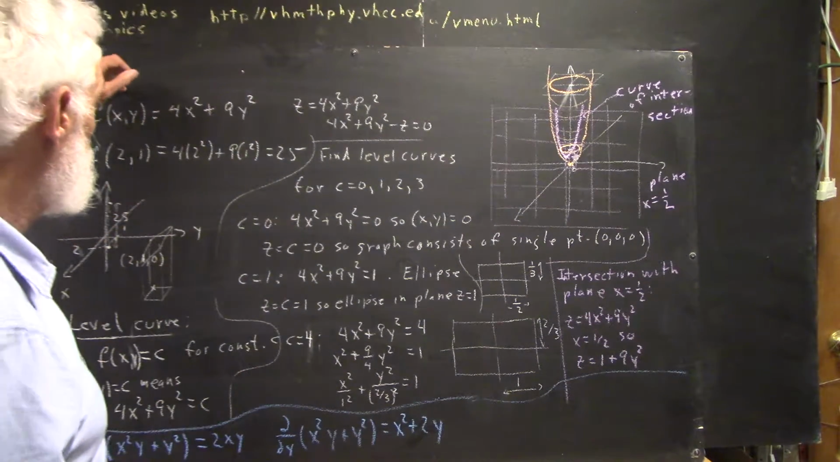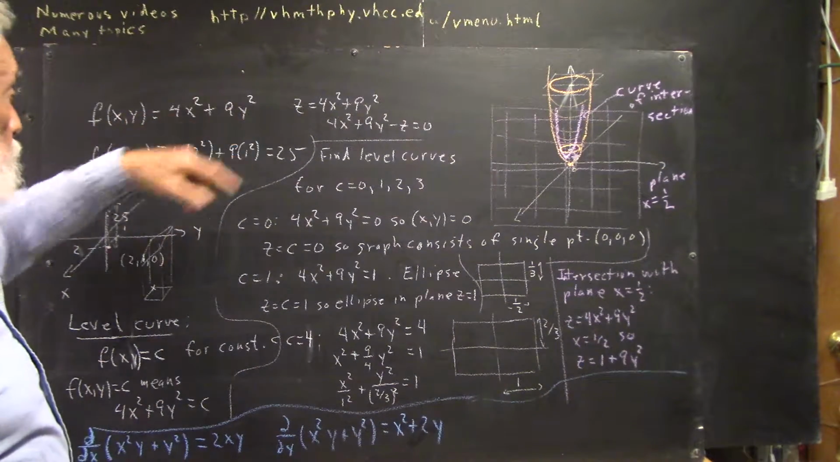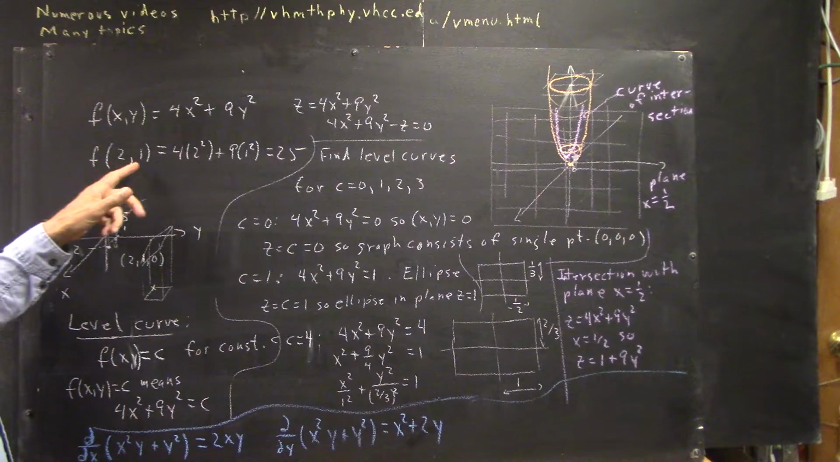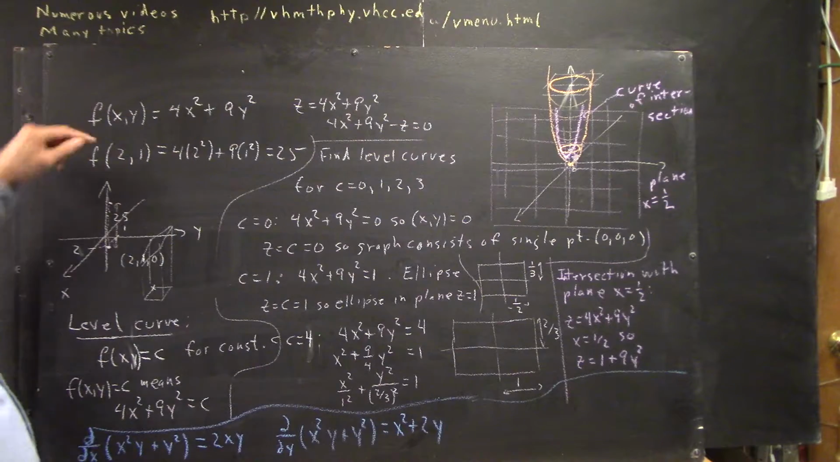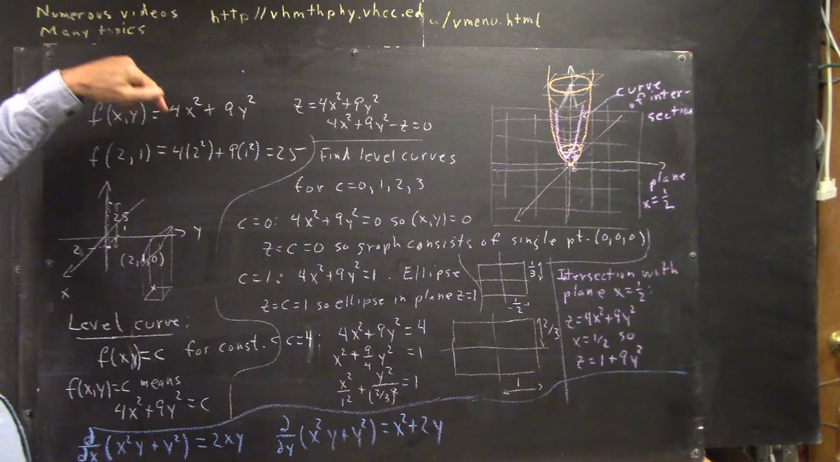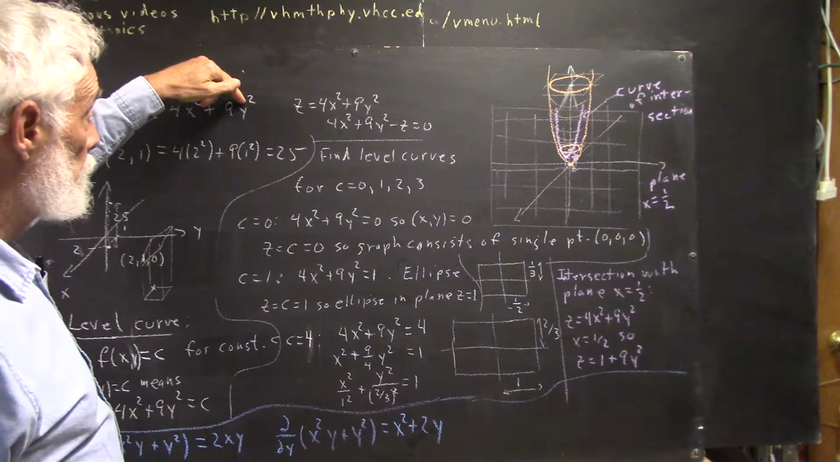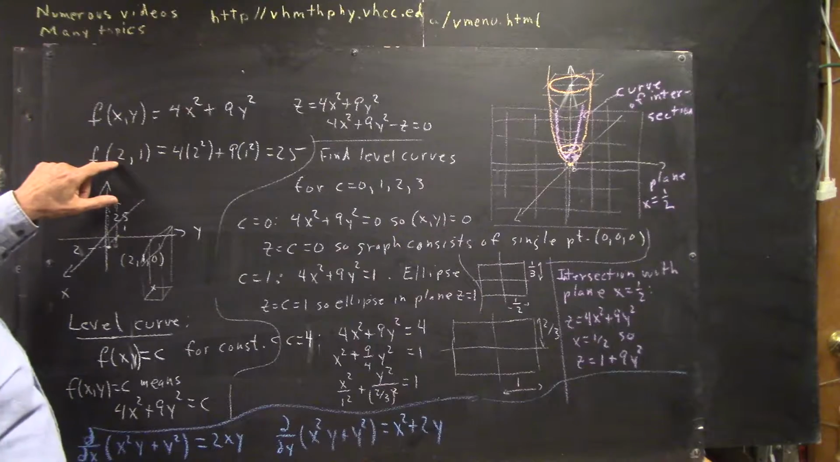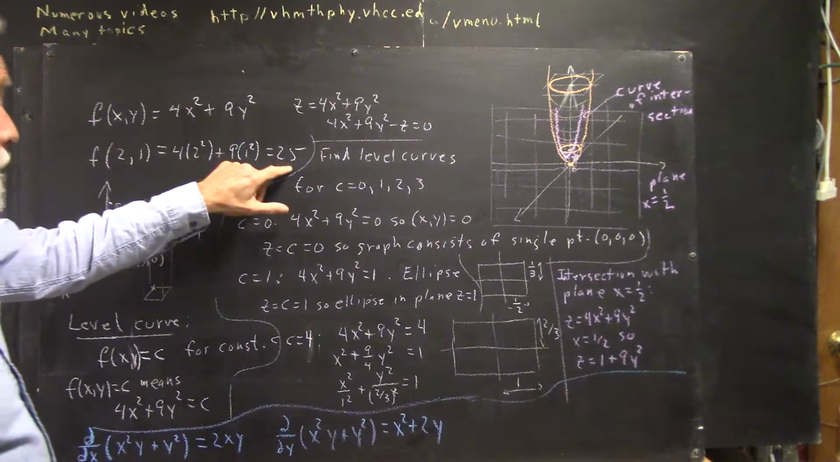f of x, y here is a function of two variables x and y. To evaluate it, we specify the values of the two variables. x is 2, y is 1. We plug in 2 for x, we plug in 1 for y, we evaluate the function. So we get the value of the function f at the point (2, 1).